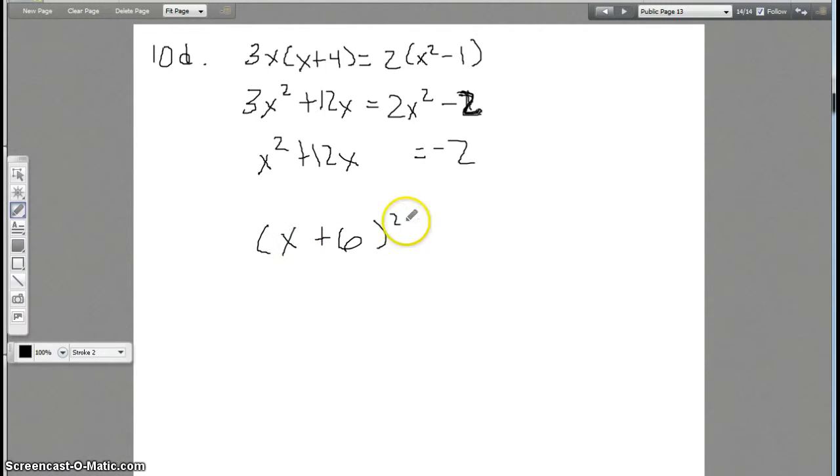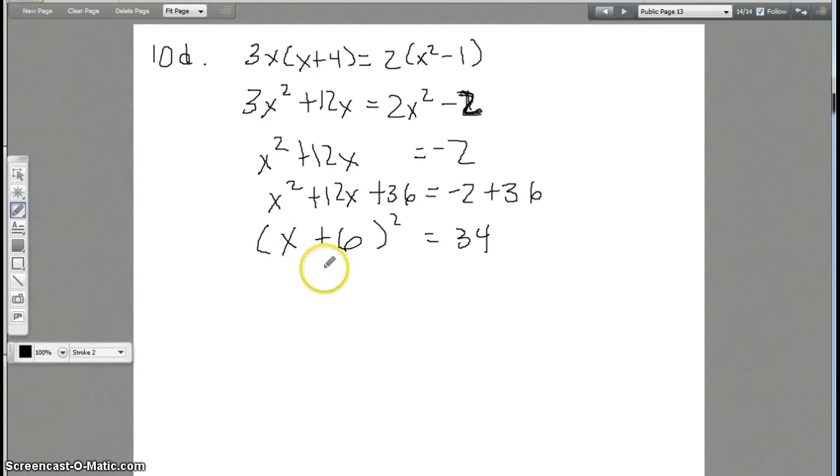So x, when we square it, is x squared. 2 times x times 6 is 12x. That matches what we have above, so that means we've done this right so far. 6 squared is 36. So we can see that we added 36 on the left side. On the right side, we already had negative 2, and then we need to add 36 there also. Negative 2 plus 36 is 34.